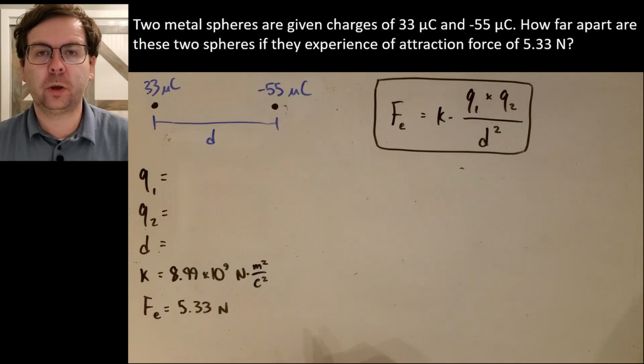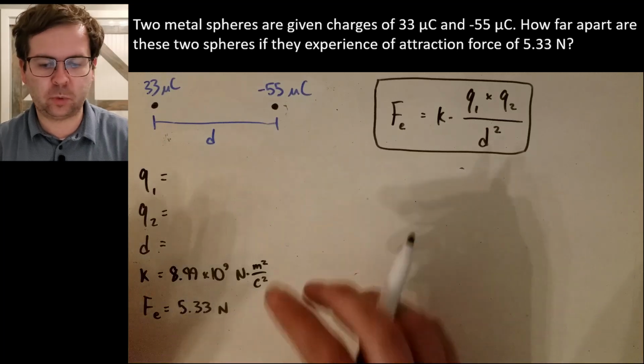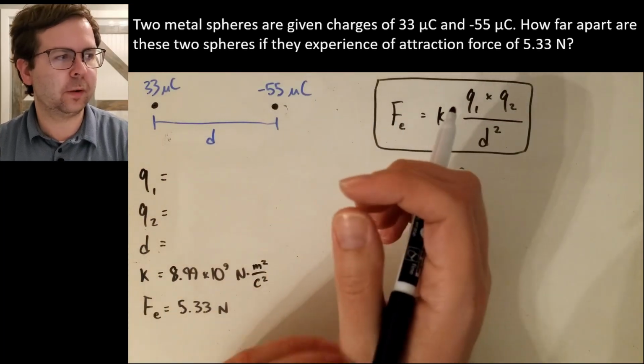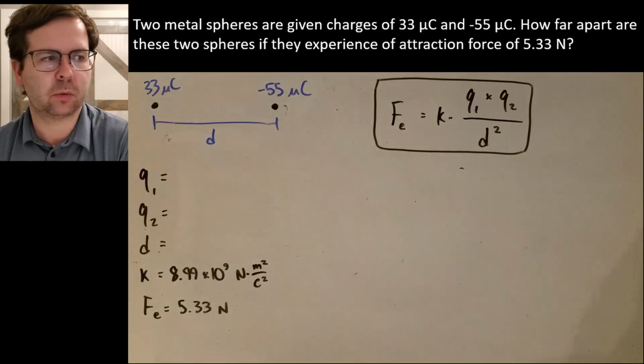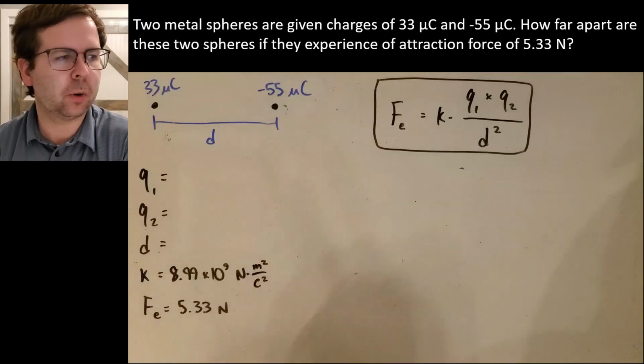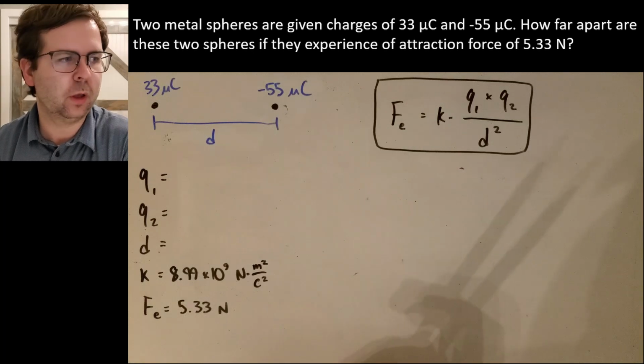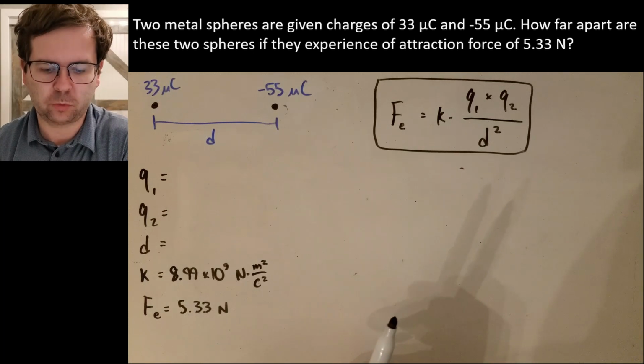Hi, this video is about solving for distance in Coulomb's law. So we've got two metal spheres here, and they are given charges of 33 microcoulombs and negative 55 microcoulombs. How far apart are they if they experience an attraction force of 5.33 newtons?